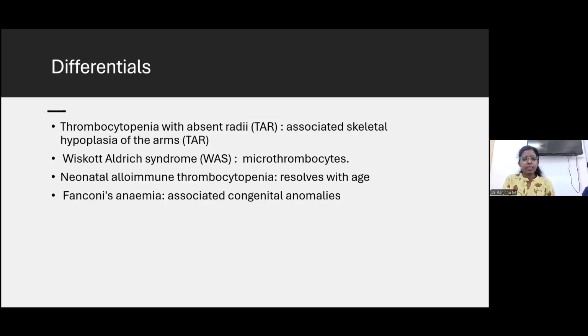So common differentials as per the age will be thrombocytopenia with absent radii, in which you can definitely rule out the cause with associated skeletal hypoplasia of the arms. Wiskott-Aldrich syndrome, as we saw in our first case, but the microthrombocytes is one of the features which helps in narrowing your diagnosis. Neonatal alloimmune thrombocytopenia, which resolves with age, and Fanconi anemia, which is always associated with congenital anomalies.